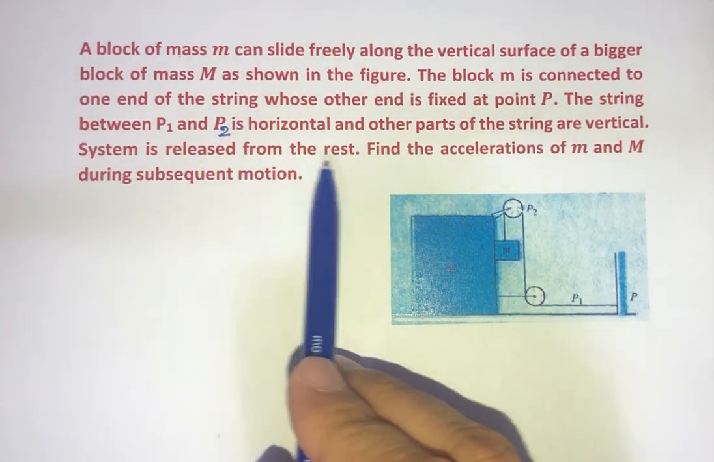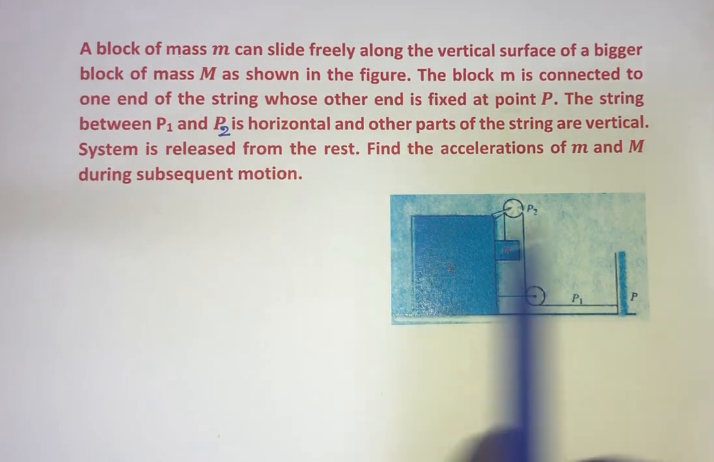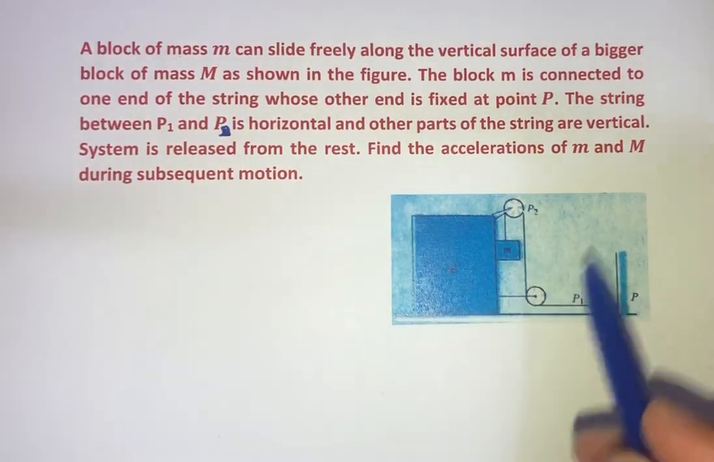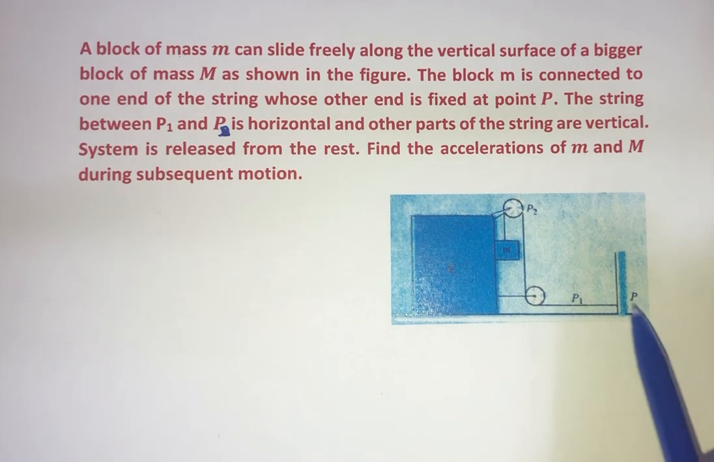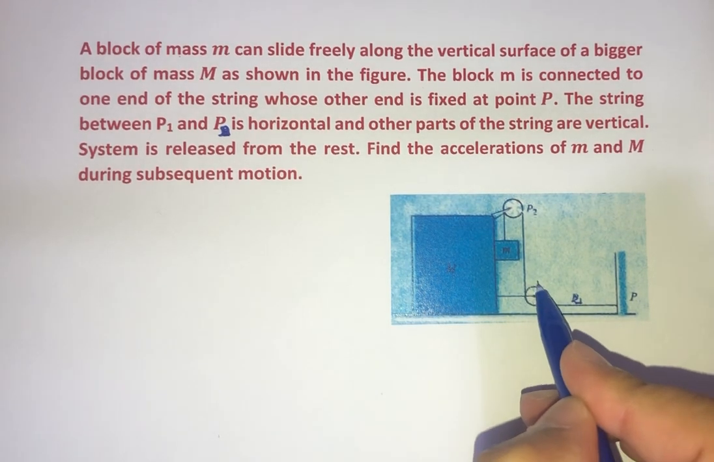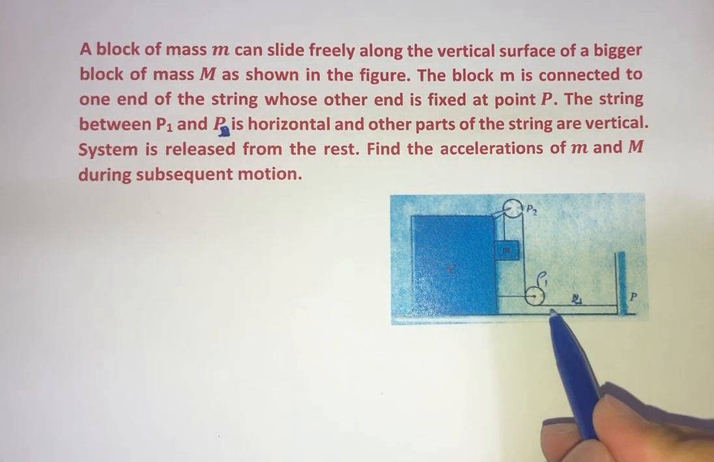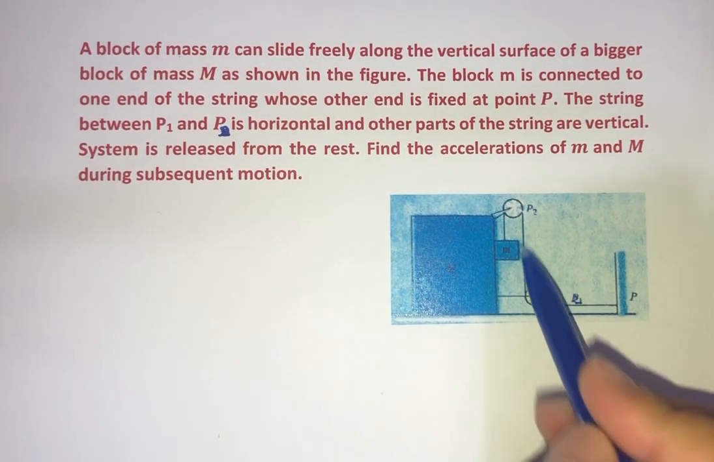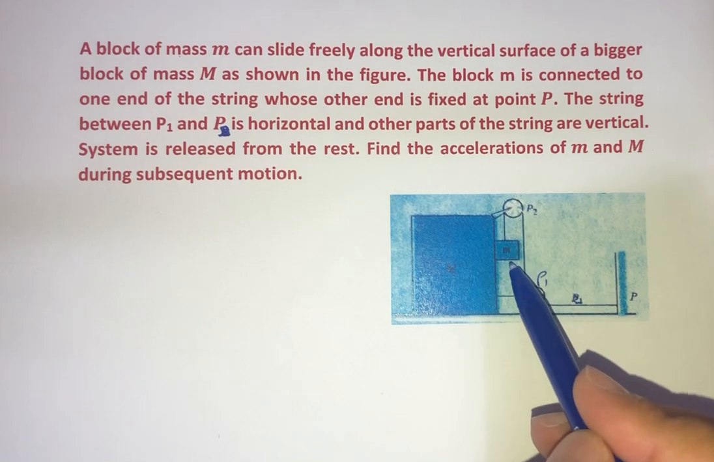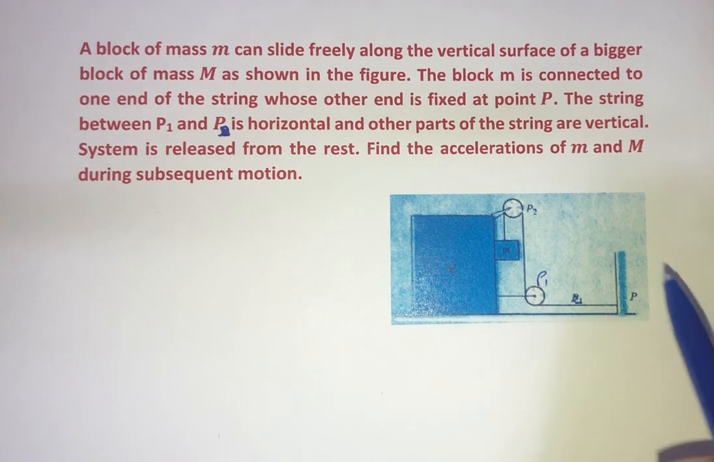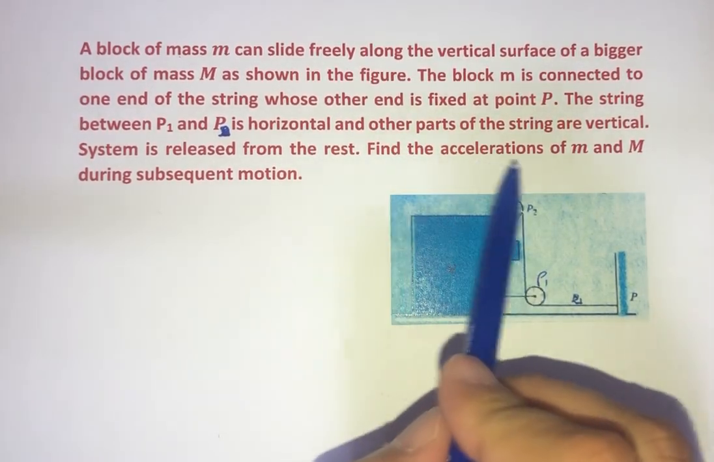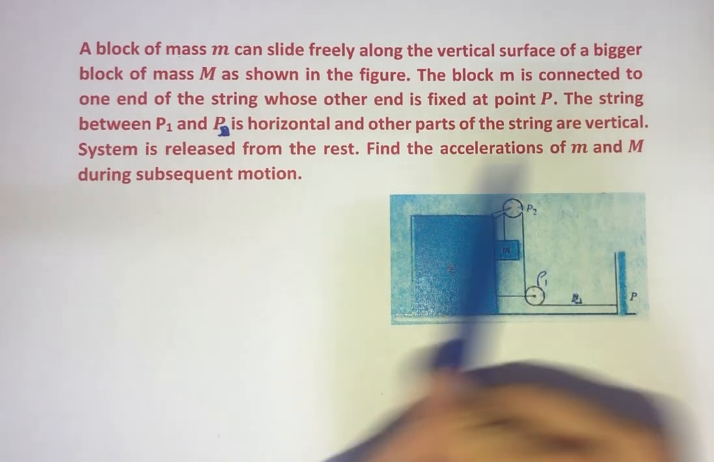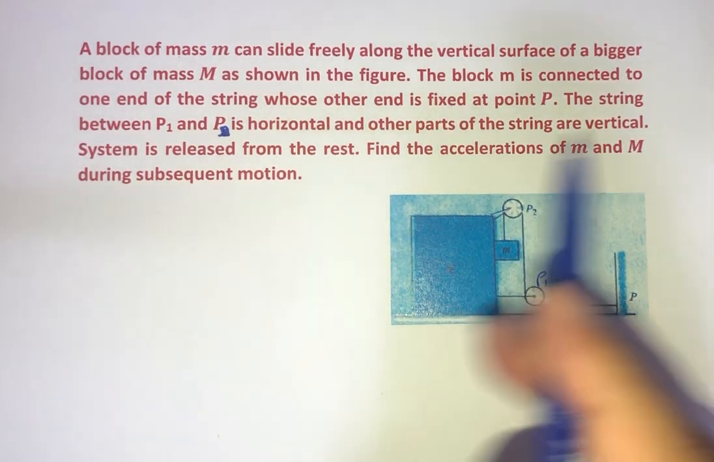The system is released from the rest. Sorry, here it is P, my mistake. The string between P1 and P is horizontal and the other part is vertical. It means the string between P1 and P2 is vertical and between P2 and the mass M is also vertical. Find the acceleration of small and capital mass during subsequent motion.